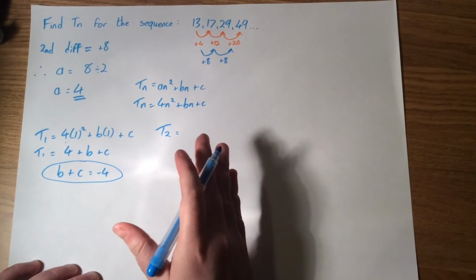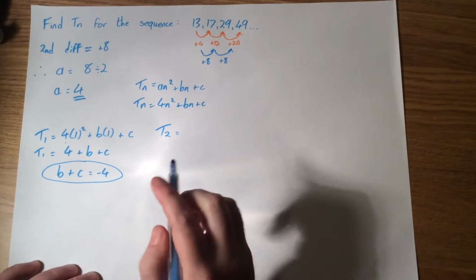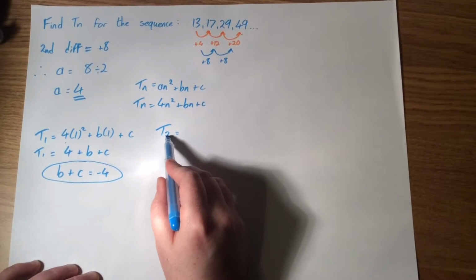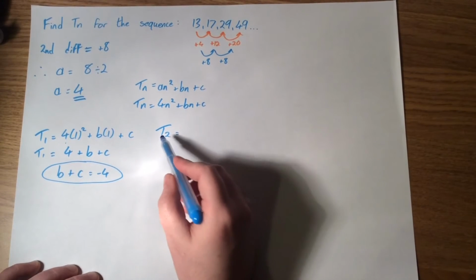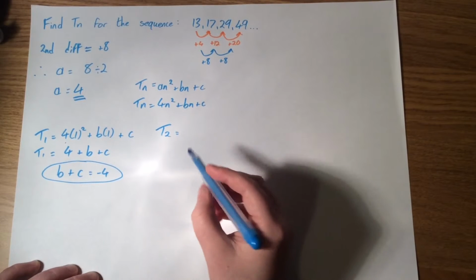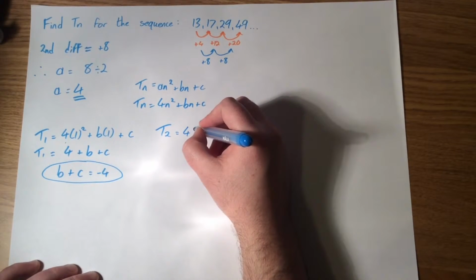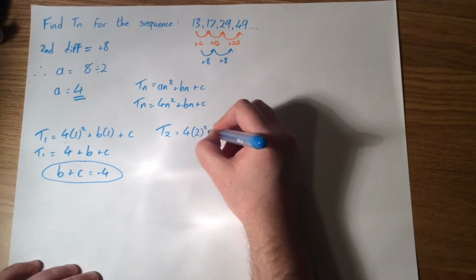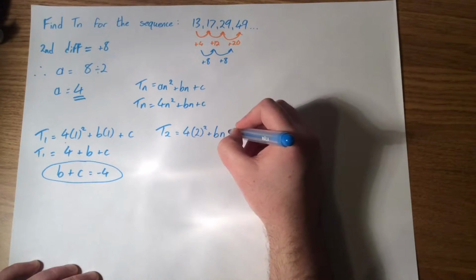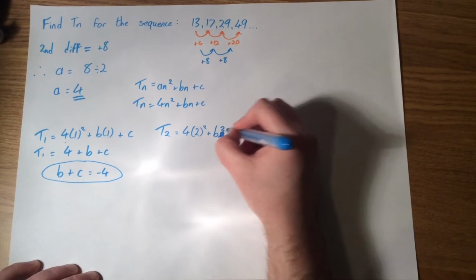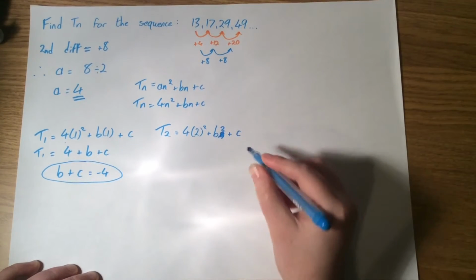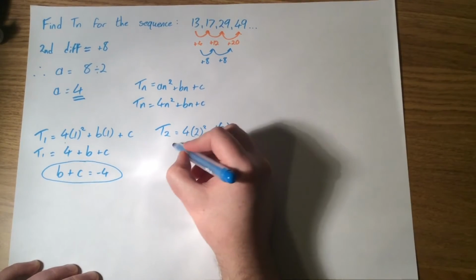Now what's important here, lads, is that I could use any term. I could use t of 100 if I want. But it makes more sense to stick with low numbers so it doesn't get too messy. So that means that my formula is now going to be 4 times 2 squared plus b times n. Sorry, n is 2, plus c. So what do I get now?